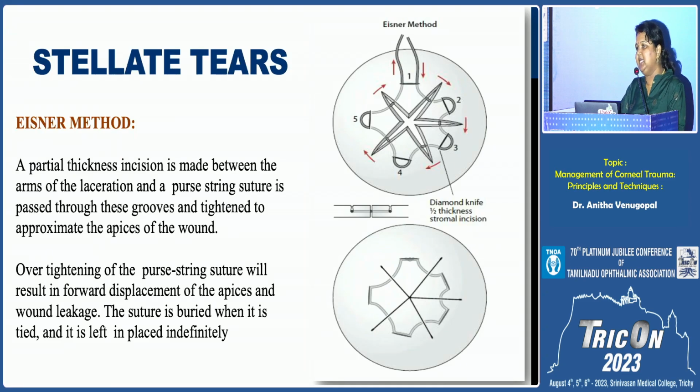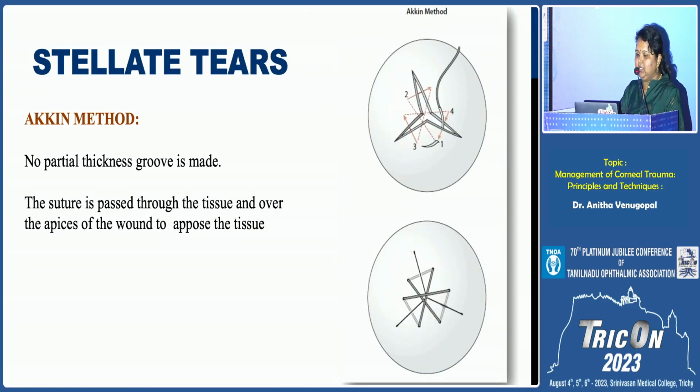So stellate tears are very difficult to suture, but it can be done by two methods, the Eisner method and the Akin method. In the Eisner method, a partial thickness incision is made between the lacerated wounds of the stellate tears, and then the suture is passed through the partial thickness and tightened. In the Akin method, without any partial thickness groove, a suture is passed through the tissue and over the apices. If the apex is not closed in a few cases of stellate wounds, or if there is posterior tissue loss, a bandage contact lens or an amniotic patch can be applied.